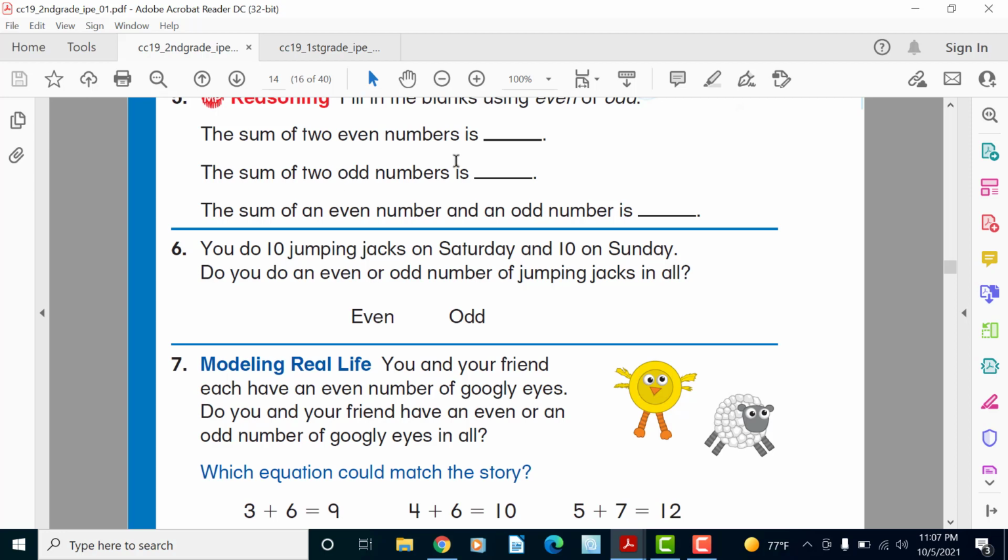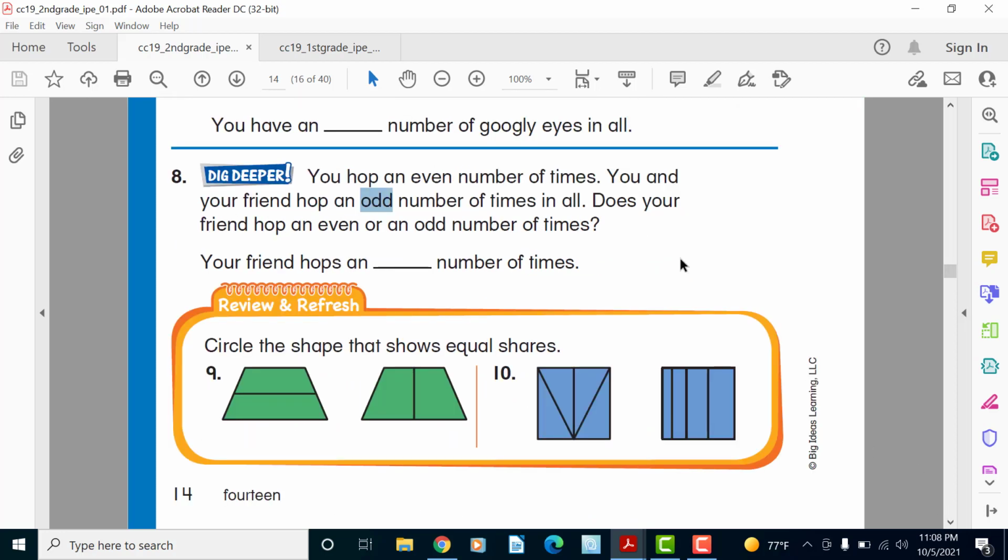You're even, so it's going to be either this one, two even numbers, or an even number and an odd number. Your sum is odd, so check and see, was the top one odd? Or was this one odd? Whichever one is odd, if it was this one, your friend must have jumped an even number of times. If it's this one, your friend must have jumped an odd number of times. Or you can try it out and use some linking cubes to figure it out.